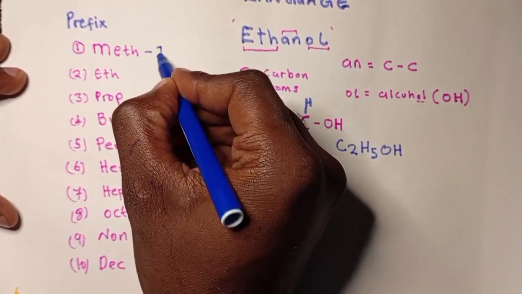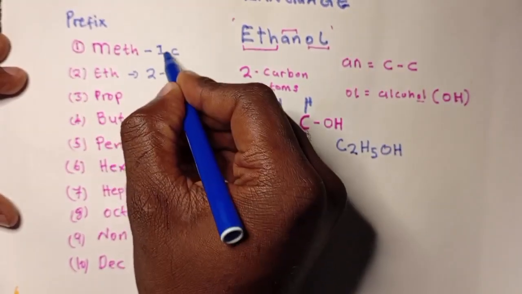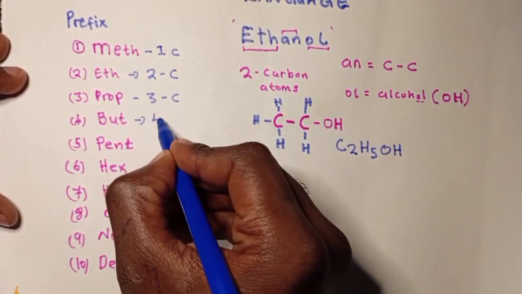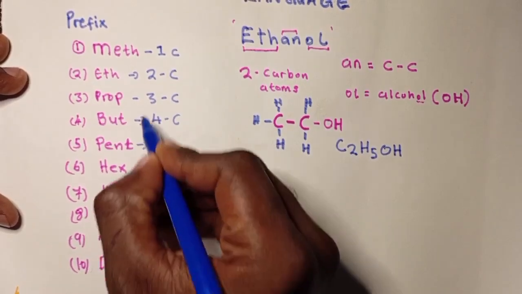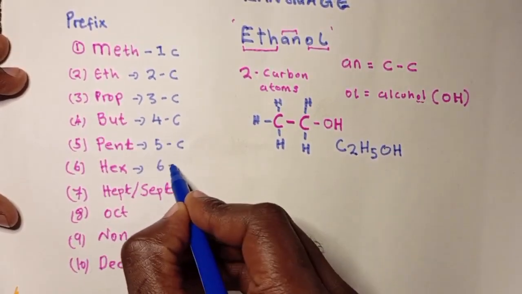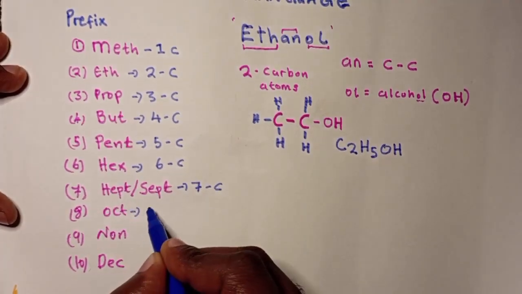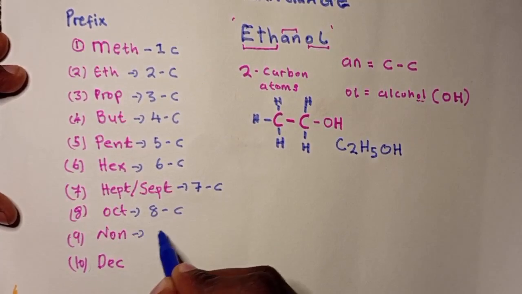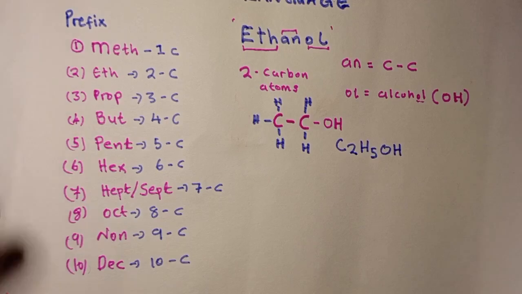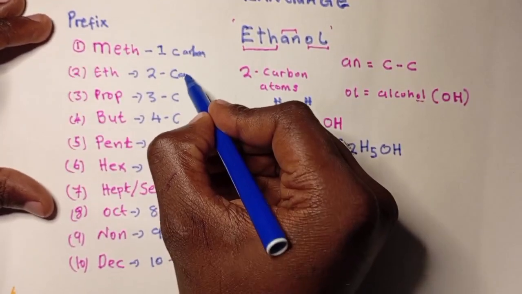This one simply means 1 carbon. This simply means 2 carbon. This simply means 3 carbon. This simply means 4 carbon. This simply means 5 carbon. This simply means 6 carbon. This simply means 7 carbon. This simply means 8 carbon. This simply means 9 carbon. This simply means 10 carbon. Okay, maybe just finish the carbon there.